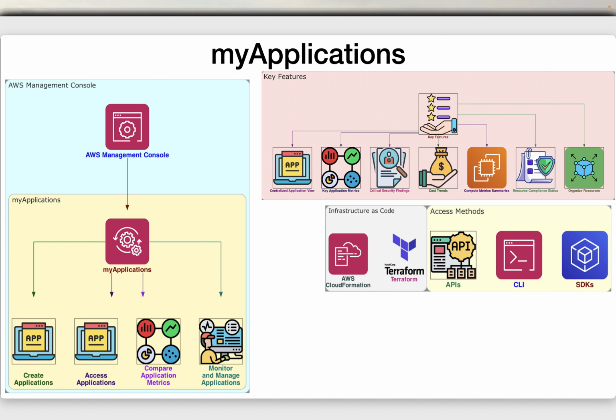So the key features are create applications. Users can create new applications and organize their resources. The application is automatically shown in My Applications widgets. There is a widget called My Applications, and under that you can create, delete, manage, modify the applications, and users can take action on it using the AWS Management Console API, CLI or CDK SDKs or infrastructure as code solutions such as CloudFormation and Terraform.